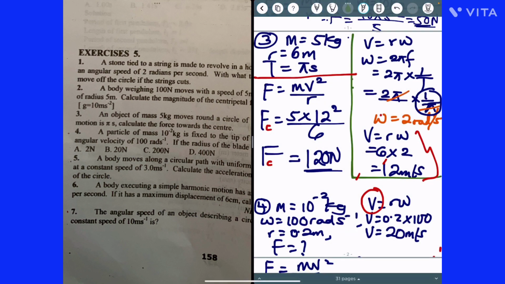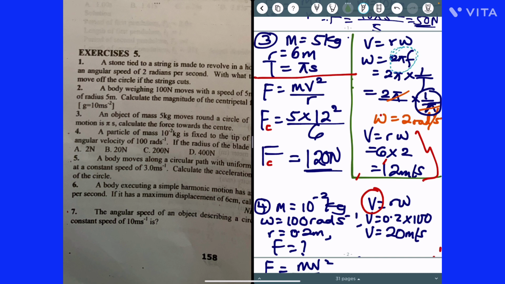Mass of the object is 5 kilograms. Radius of the circular path, 6 meters. Time, pi seconds. So the centripetal force, using F is mv squared over r, will be mass times v squared over the radius of the circular path. Now, to get the linear velocity around the circle, we do V is RW. So V is RW.